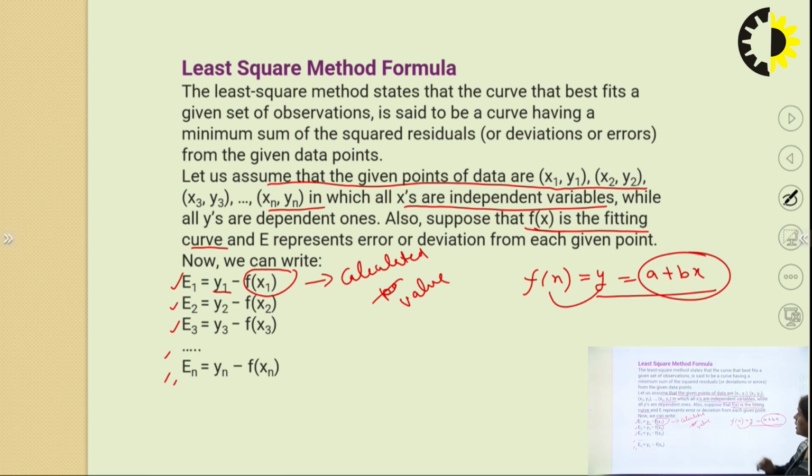Now, as the method says, we want to apply the least square method. But when we take the difference of observed value minus calculated value, it could be positive or it could be negative. So we want to remove this positive and negative sign. So what do we do? We will take the square of these errors and then we will add these errors.